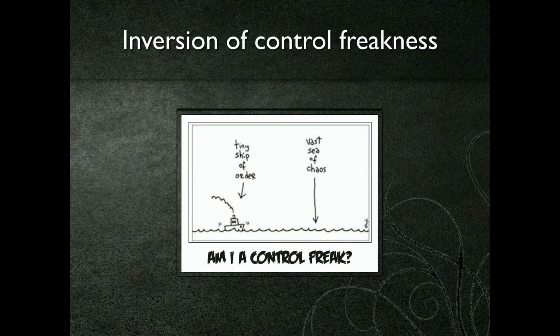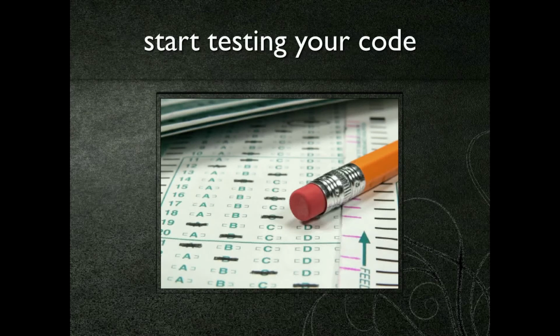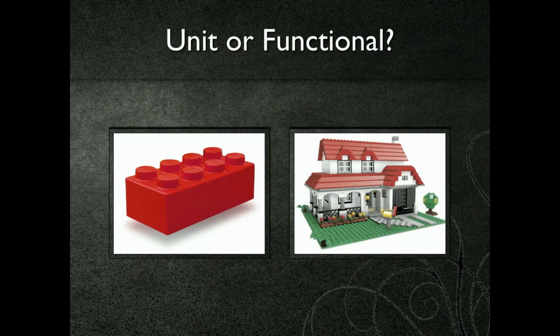Another thing you can do, and you should do, is start testing the code that you start writing now, so that the zombie code is isolated and cannot spread this disease to the rest of the code. So the code that you write from now on should be tested. How? Unit or functional?